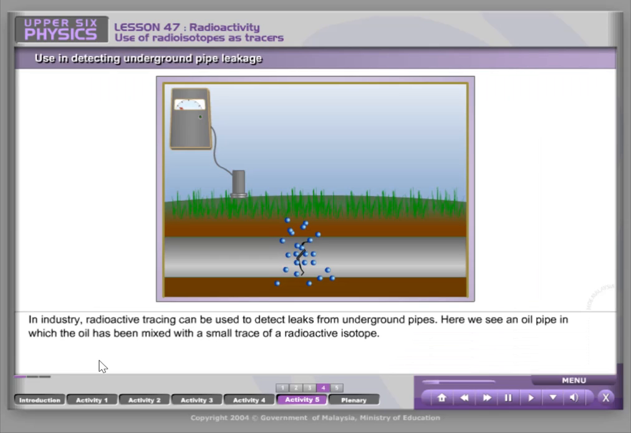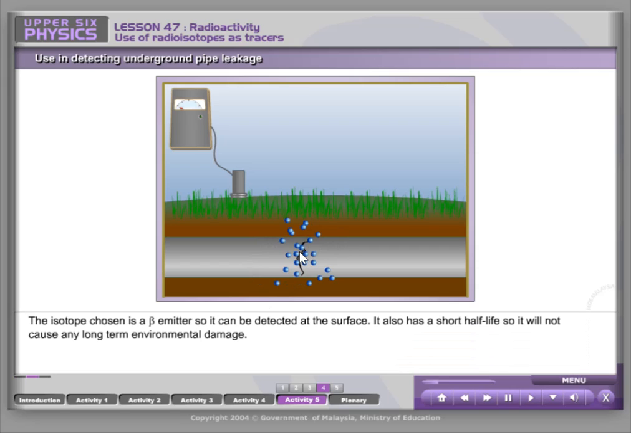In industry, radioactive tracing can be used to detect leaks from underground pipes. Here we see an oil pipe in which the oil has been mixed with a small trace of a radioactive isotope. The isotope chosen is a beta emitter, so it can be detected at the surface. It also has a short half-life, so it will not cause any long-term environmental damage.